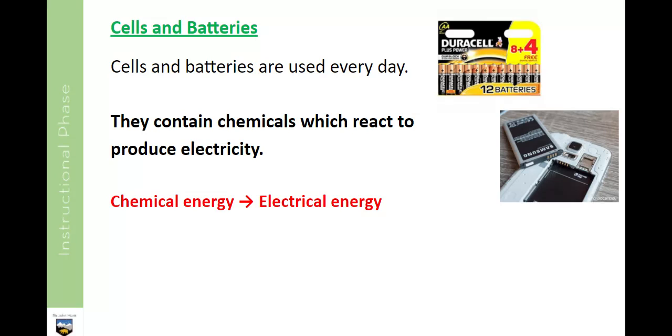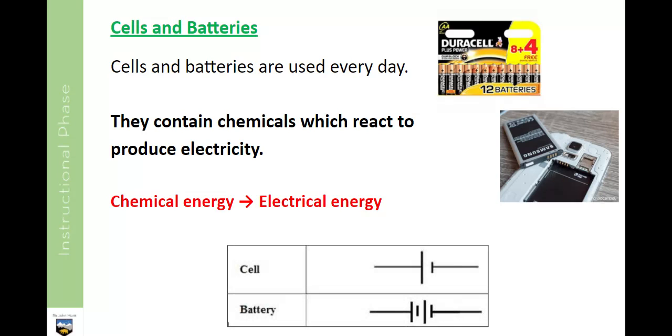Now, the reason that batteries are so useful to us is because inside they contain chemicals, and those chemicals can react to produce electricity. So actually we're getting chemical energy stored inside the battery in the form of chemicals in reactants that can react together and produce energy. So we've got chemical energy stored in the battery, and when those chemicals react, they can then convert that chemical energy to electrical energy.